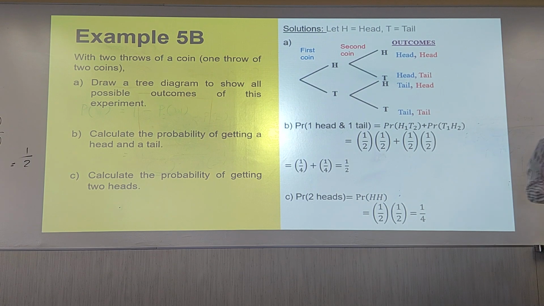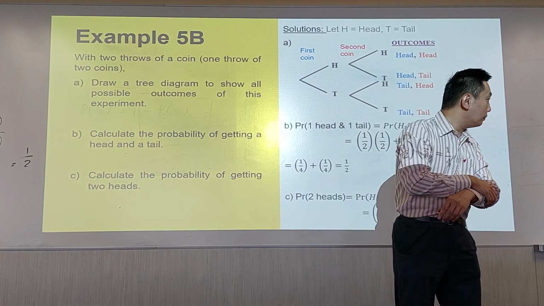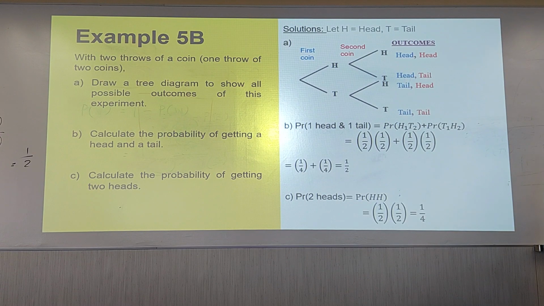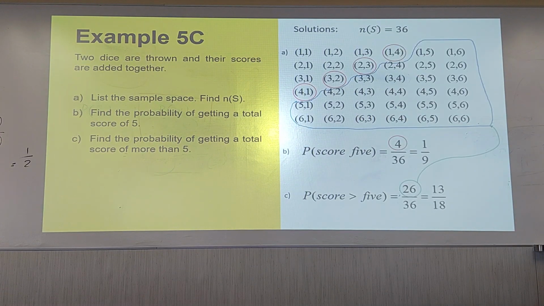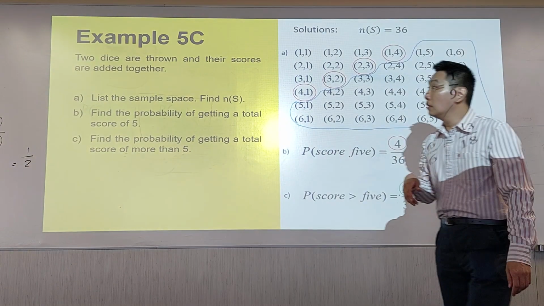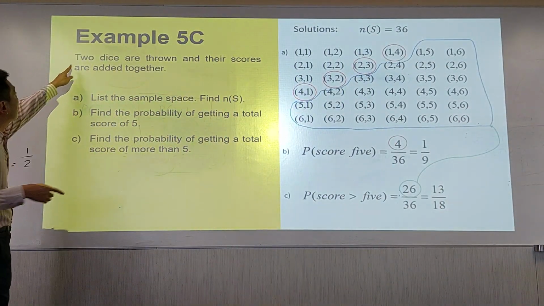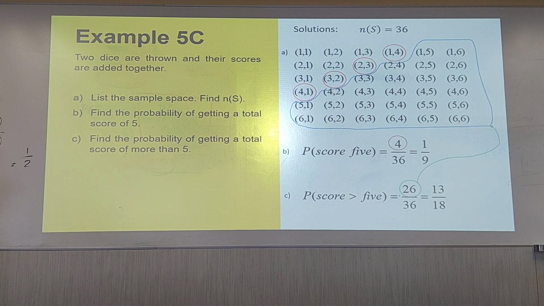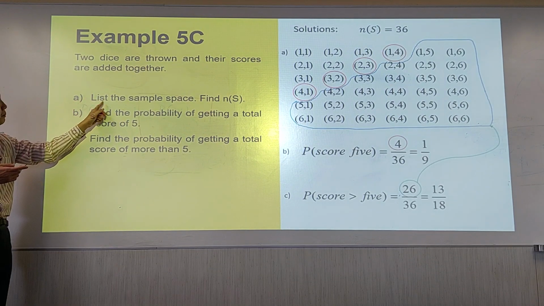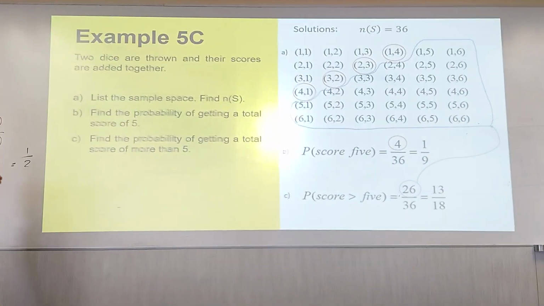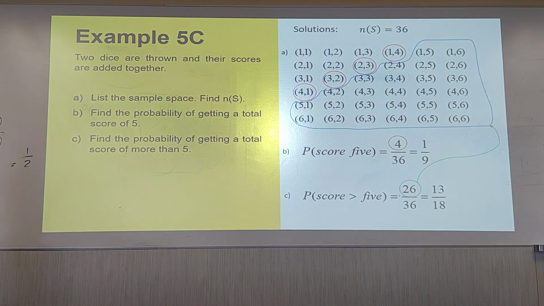Next. This question involves coins again, the same question, so move on. Dice now. This question involves two dice. If you throw two dice, what is the probability of getting a certain sum of the total score? This question is looking for the total score of two dice. If you throw two dice, what is the sample space, the total number of possible outcomes? That is the question.